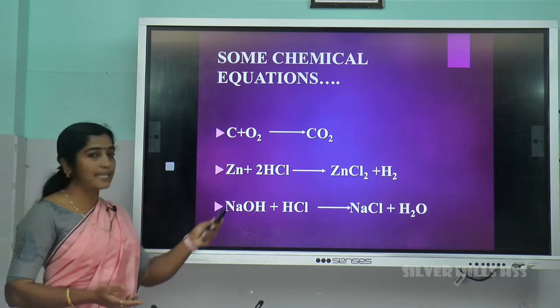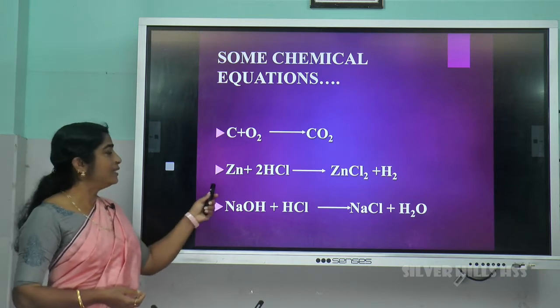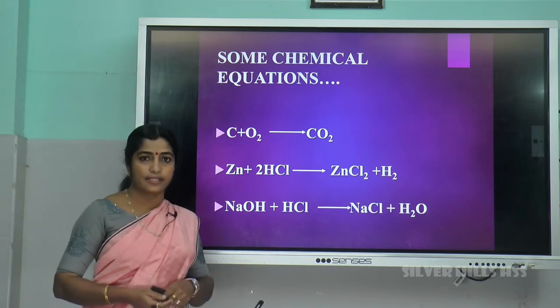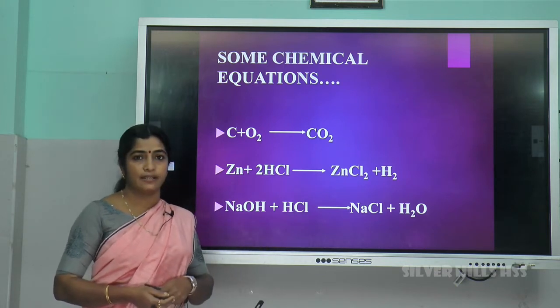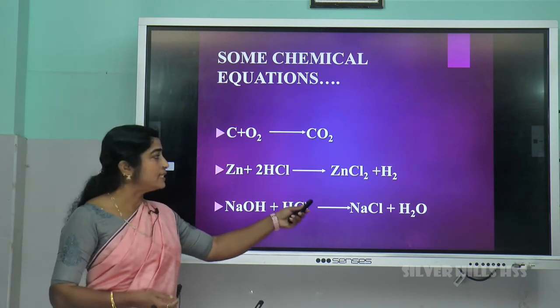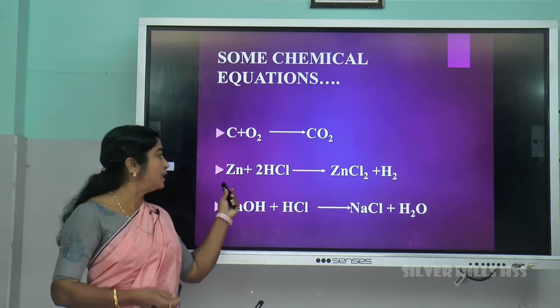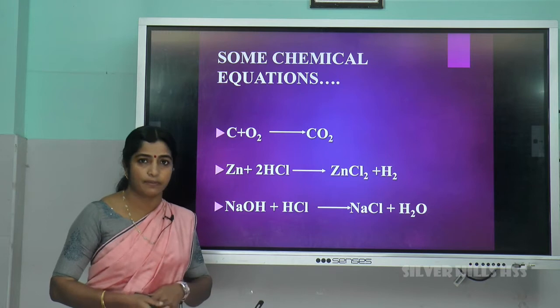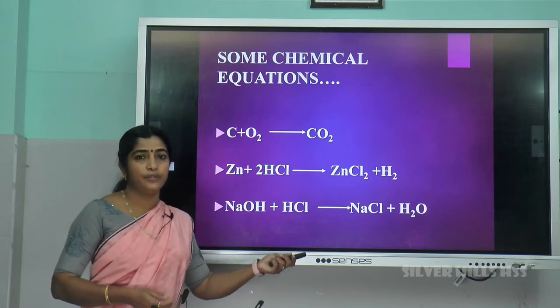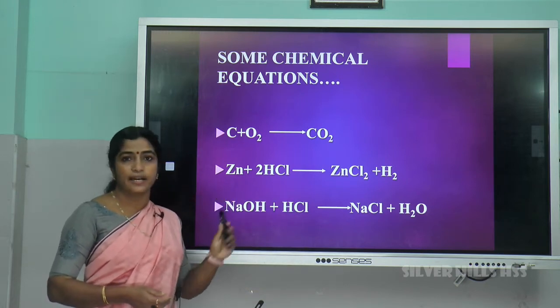Let's consider the second reaction. Zinc reacts with dilute hydrochloric acid, and the products formed are zinc chloride and hydrogen gas. Here, can you convert the zinc chloride and hydrogen gas back into the reactants, zinc metal and acid? No, it is not possible. The products are formed there. You can't convert the products into reactants.